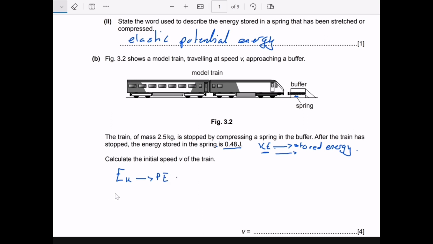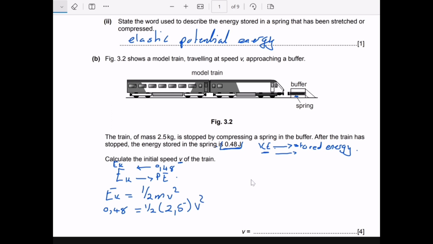So what is this kinetic energy? This kinetic energy, which is Ek, is equivalent to half mv squared. And what are we looking for? We want to find the initial speed, which is v of the train. And how do we find v? We make v the subject of the formula. But remember, we are given this energy as stored energy. So there's no problem because this stored energy is 0.48. And all of the energy came from this kinetic energy. So it is still the same energy. So we are saying 0.48 is equal to half, and the mass is 2.5 kg, multiplied by v squared, okay?